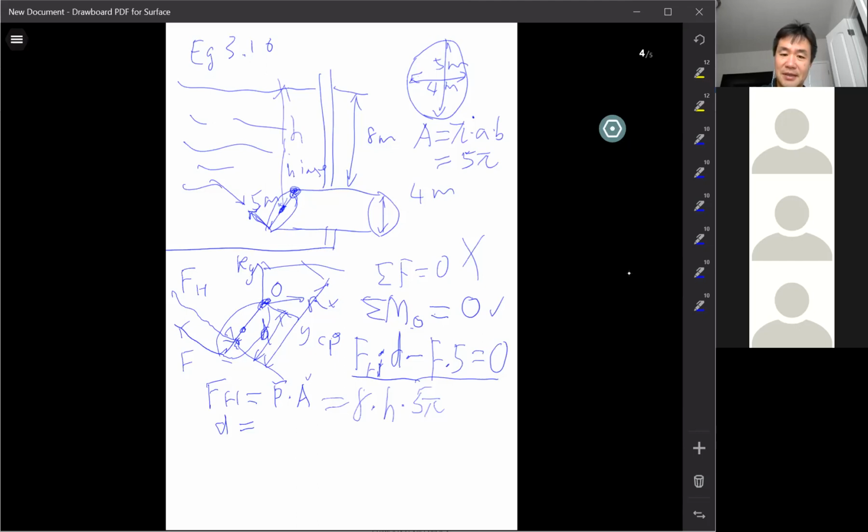Conceptual-wise, okay. So basically, what you're doing to calculate the force is to find out where the centroid is, find the pressure on the centroid, on the center of area, then times the area is the overall force, okay.